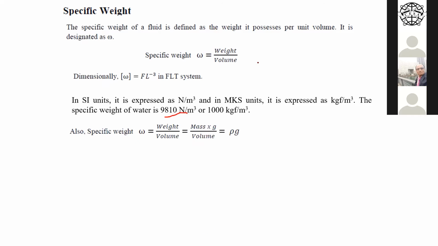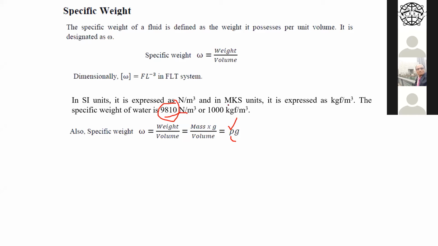Now, what is specific weight? Specific weight is weight by volume. What is weight? It is mass into acceleration due to gravity. But mass divided by volume, we already learned, is mass density. The standard value of mass density is 1000 kg per meter cube. If you multiply by 9.81, it will become 9810. If you substitute in kg, meter, second, automatically the unit of specific weight will become Newton per meter cube. Therefore, the standard value of specific weight of water is 9810 Newton per meter cube.